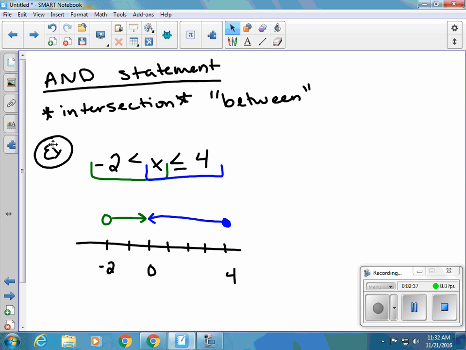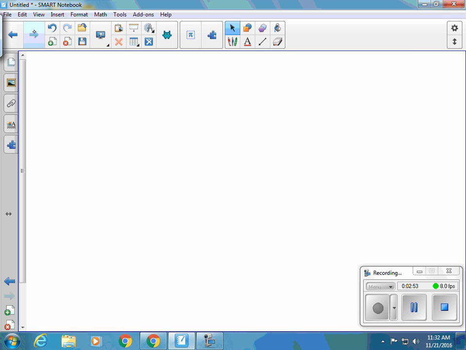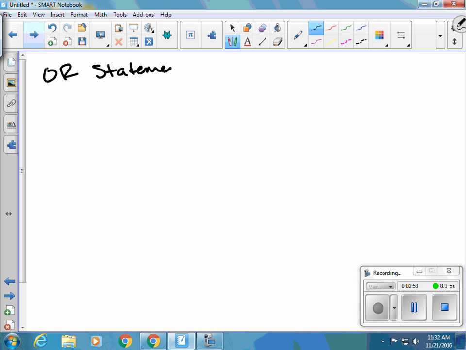So if I look at this, I have an intersection and it's between -2 and 4. Both arrows are going towards each other. Our answers have to fall within that range. So an or statement is then a union. This is including, it could mean either but not both.